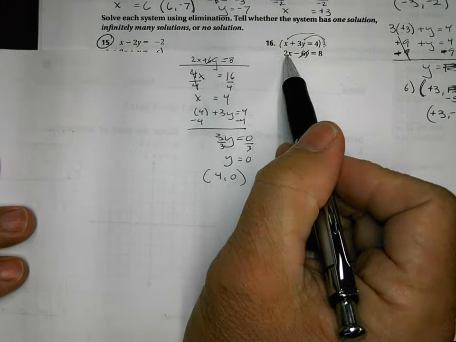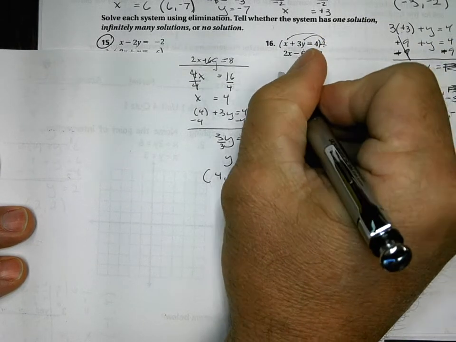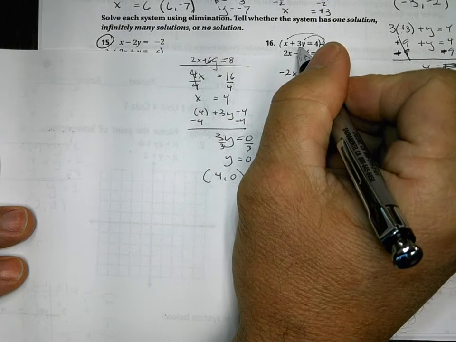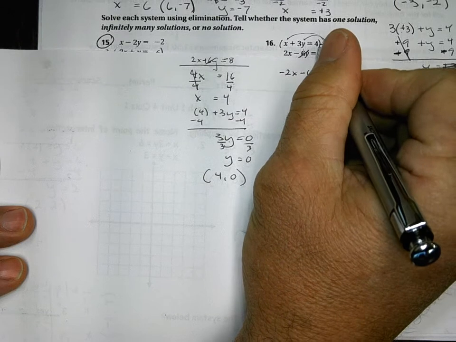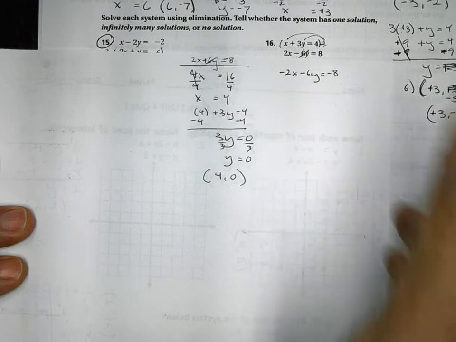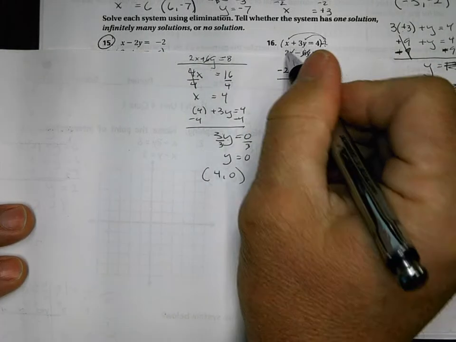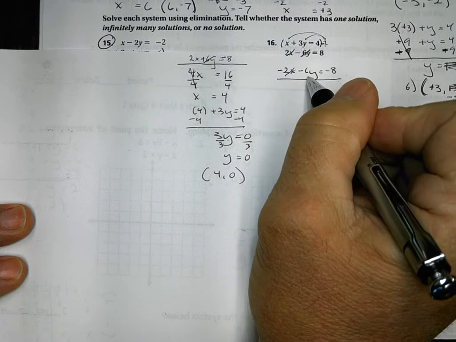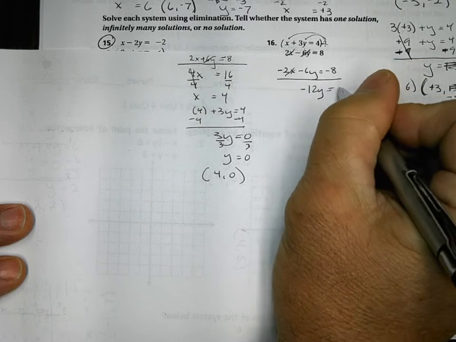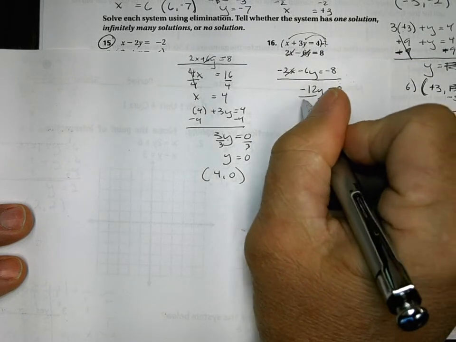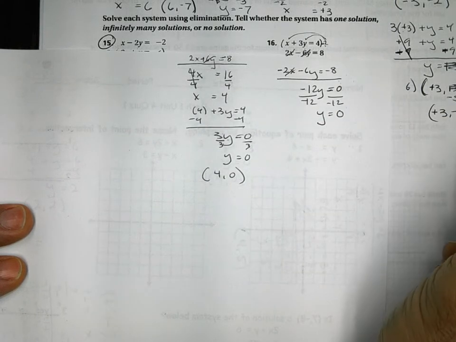If I want to get rid of the x's, I would multiply both sides by negative 2. So negative 2 times x is negative 2x. Negative 2 times 3y is negative 6y. And negative 2 times 4 equals negative 8. Then, when we add or combine, here the x's go away, and we get negative 6y plus negative 6y is negative 12y. And 8 plus negative 8 is 0. Divide both sides by negative 12. We get y equals 0 still, just like we expected.